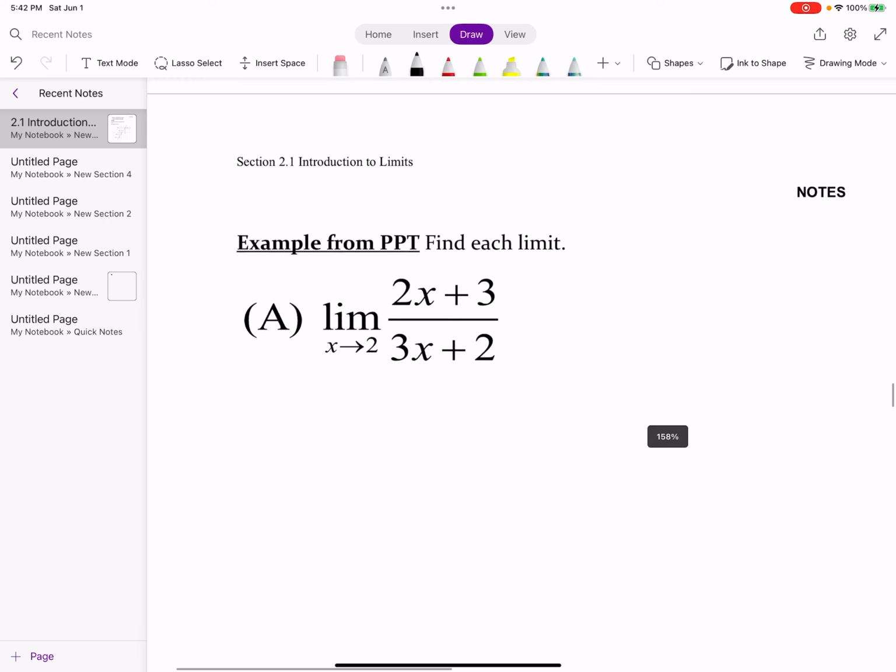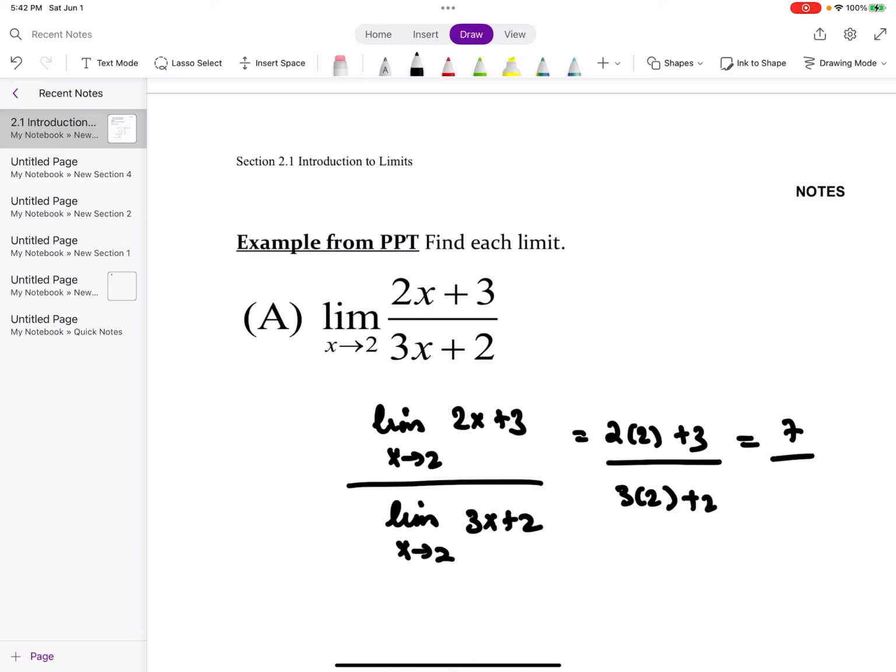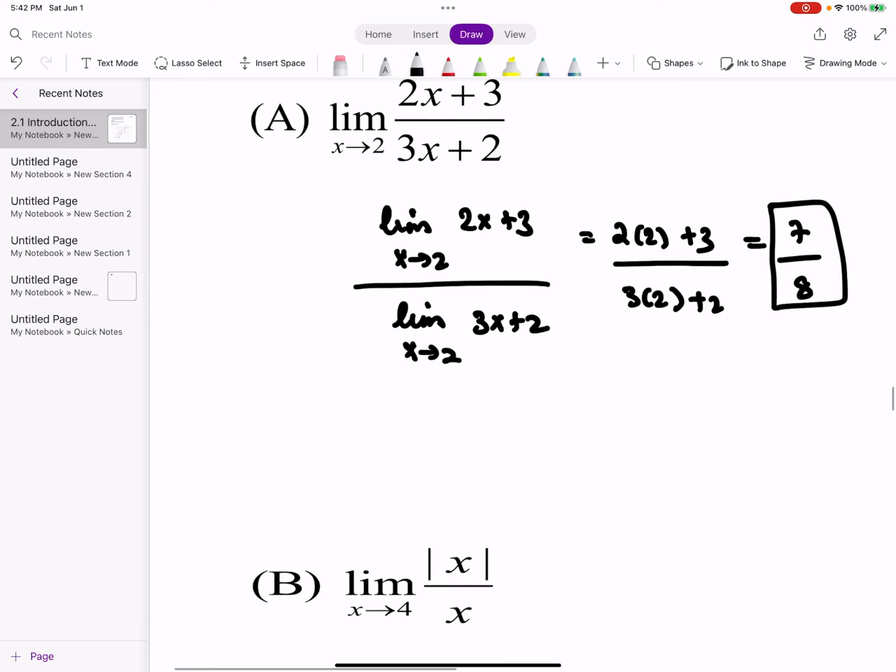Now let's see this one, rational function. The same thing, we have to apply the limit of x approaches 2 on the top side divided by the limit of x approaches 2 on the bottom side. So this is 2 times 2 plus 3. This is 3 times 2 plus 2. The top one is 4 plus 3 is 7. 6 plus 2 is 8. So the final answer is 7/8.